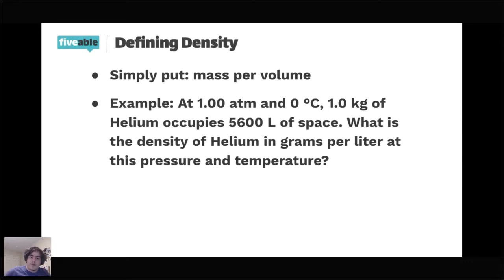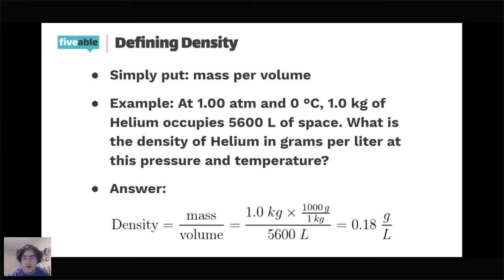So just knowing this definition, I'll ask you guys this. At 1.08 atm and 0 degrees Celsius, those are relevant numbers that are not needed for the problem, 1 kilogram of helium occupies 5,600 liters of space. What is the density of helium in grams per liter at this pressure and temperature? And the answer here is just mass per volume. So it's in terms of grams per liter. So you convert the kilograms to grams, which is 1,000 grams. 1 kilogram is 1,000 grams. And then you divide that by the volume because it's mass per volume, and you'll get 0.18 grams per liter.